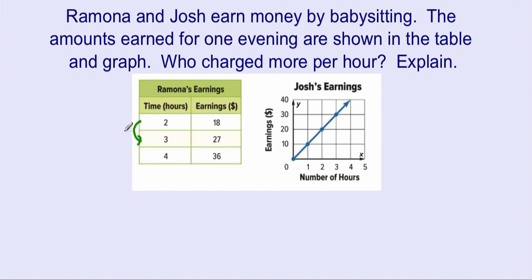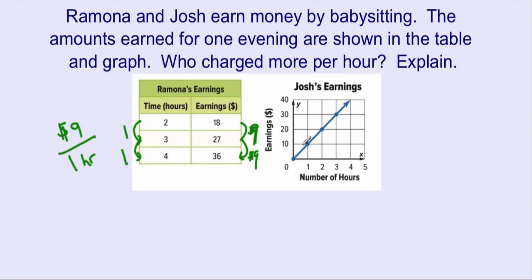First, look for that consistent change. The time went up by 1, and it went up by 1, so nice and even. The earnings went from 18 up to 27. That's an increase of $9. And it went up again, and that's another $9. So we have a nice, neat increase of $9 over 1 hour. It's going up by 1 hour and by $9 each time. It's already a unit rate, so we don't have to do anything else.